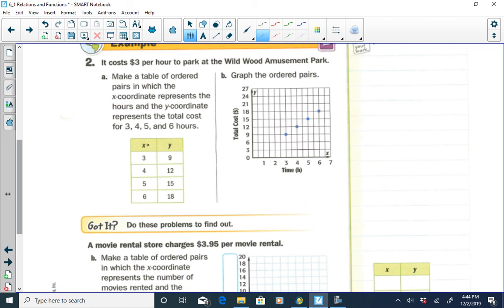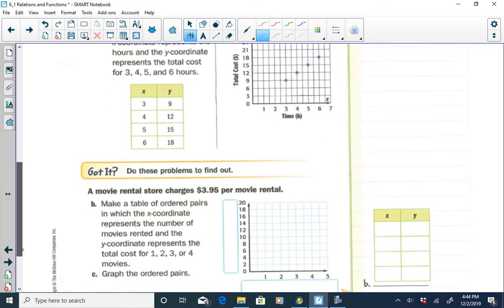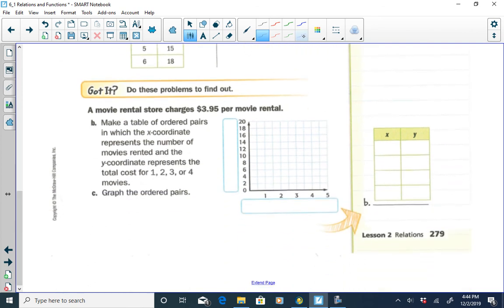Now, you could have started with 1, you could do 1, but they're asking us for 3, 4, 5, and 6 hours. So here's 3, 4, 5, and 6 hours, and the total cost for each. And there's our graph that represents that. Let's do one on our own.